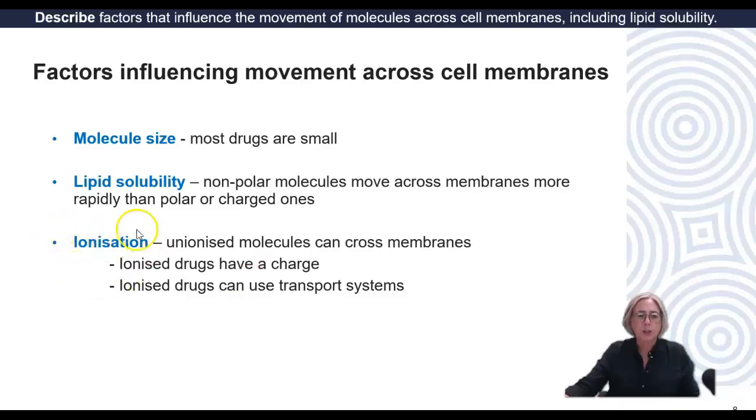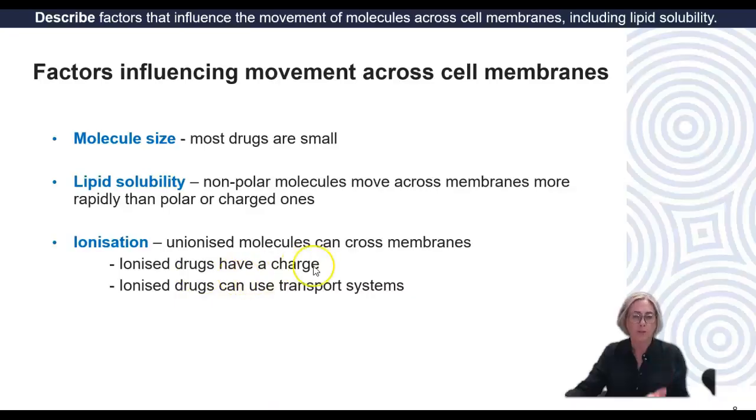Now that does bring me to ionization. Ionization, if you remember, describes how an atom or a molecule gains a charge by either losing or gaining an electron, and this often happens in aqueous solution. So if we bring this forward to drug molecules, unionized molecules don't have a charge, therefore they are lipid soluble and they can cross the predominantly hydrophobic phospholipid bilayer of the plasma membrane.